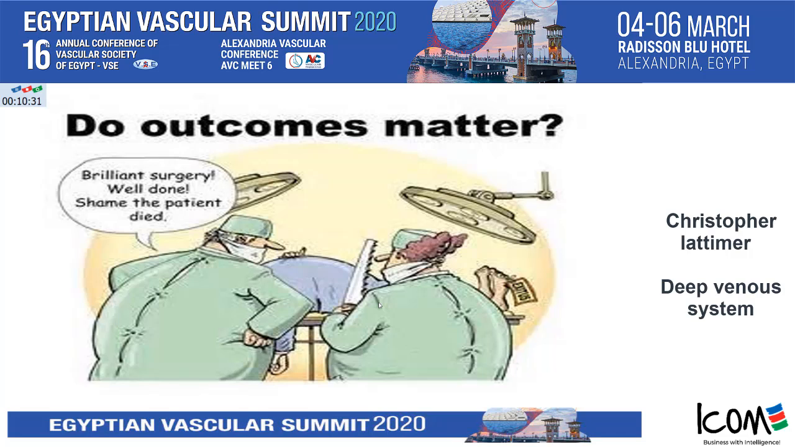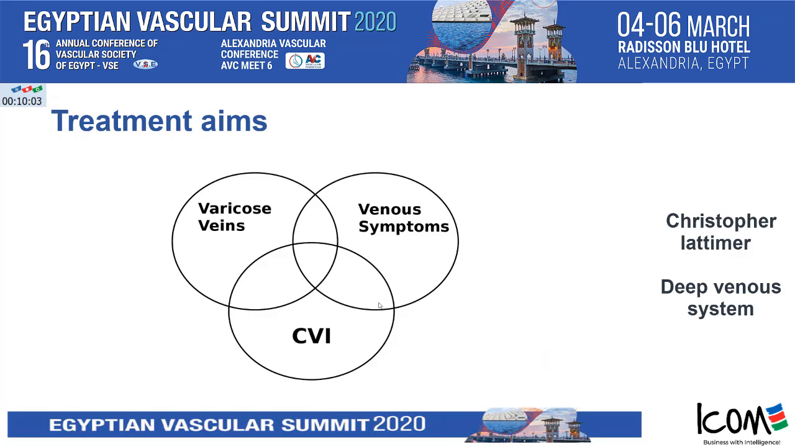Here we have in this cartoon, brilliant surgery, well done, shame the patient died. But in reality, there are 4 outcomes. You can have brilliant surgery, well done, the patient lived. You can have terrible surgery, the patient lived, terrible surgery, the patient died. And all 4 outcomes are important because it tells us about the process of how we get to the endpoints.